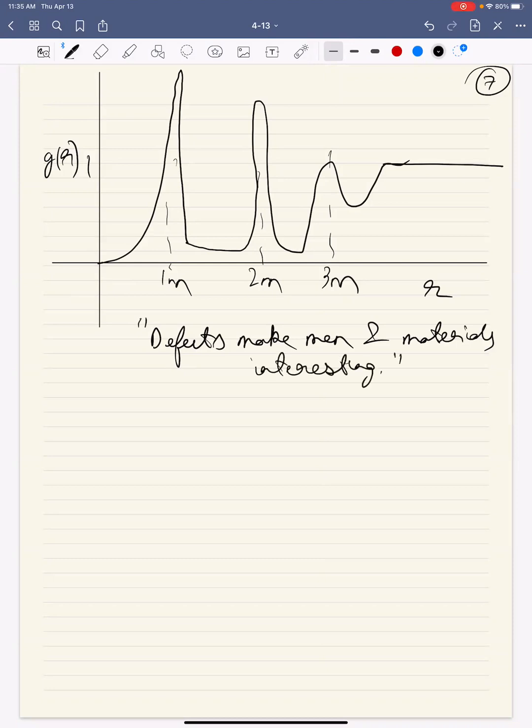I mean, this was written in a generation when women clearly did not do science. I'm sorry, maybe 100 years ago. But I like this quote a lot. Most of the things that happen in science are interesting due to the presence of defects. Otherwise, it's all just boring.